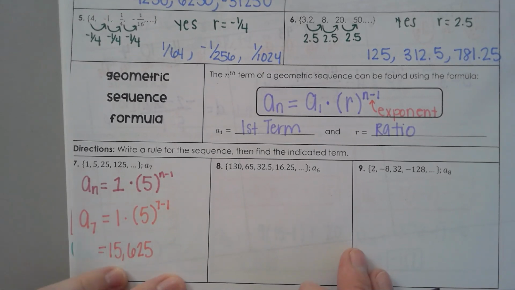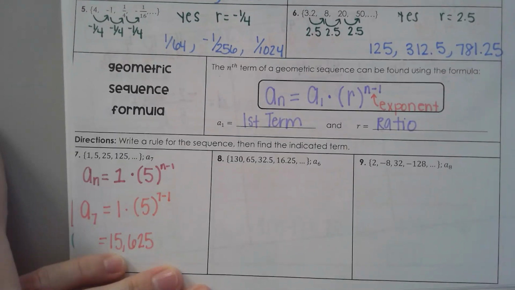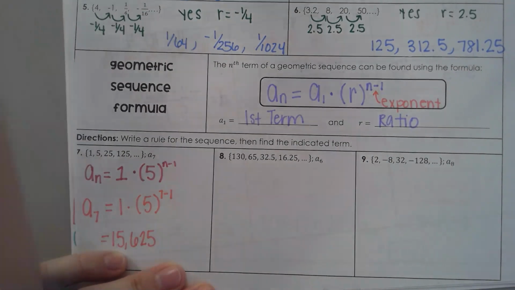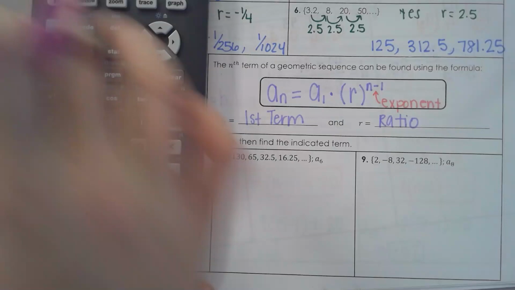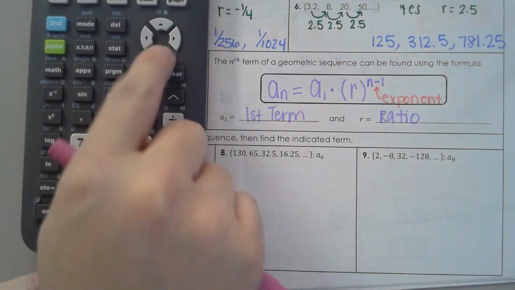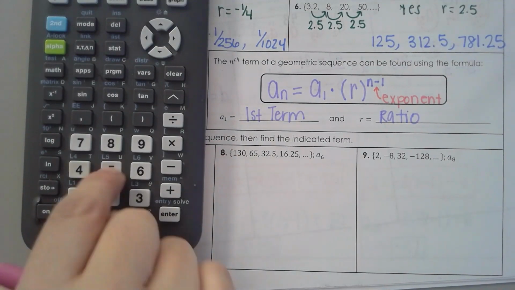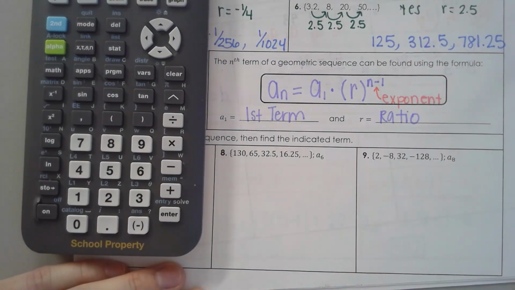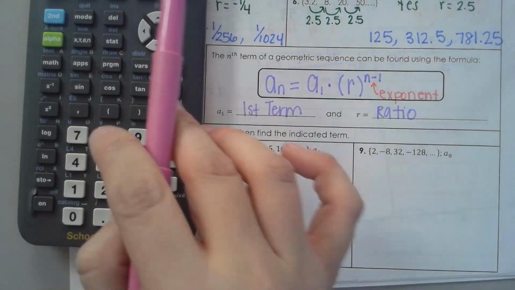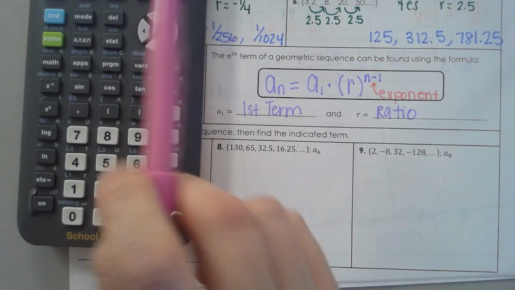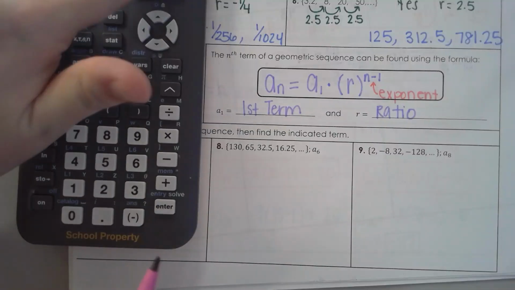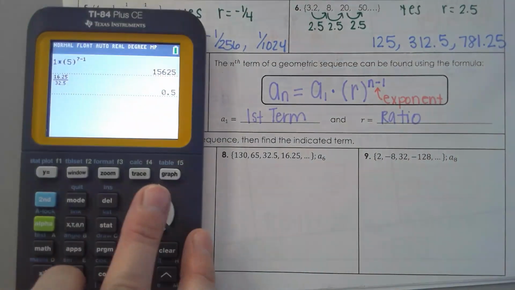Number 8. What is my ratio? It is 1/2. So if you take any term, 16.25, over the one before it, you get 0.5. I'm okay with that as a decimal because it's just 0.5. If it's a repeating decimal, I want it as a fraction. But what is 0.5 as a fraction? Oh, you can't even see that, can you? 1/2, yep.